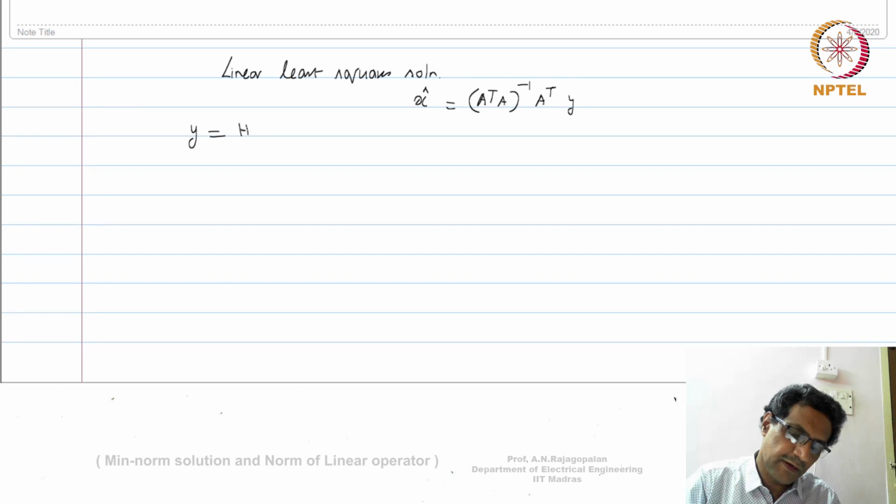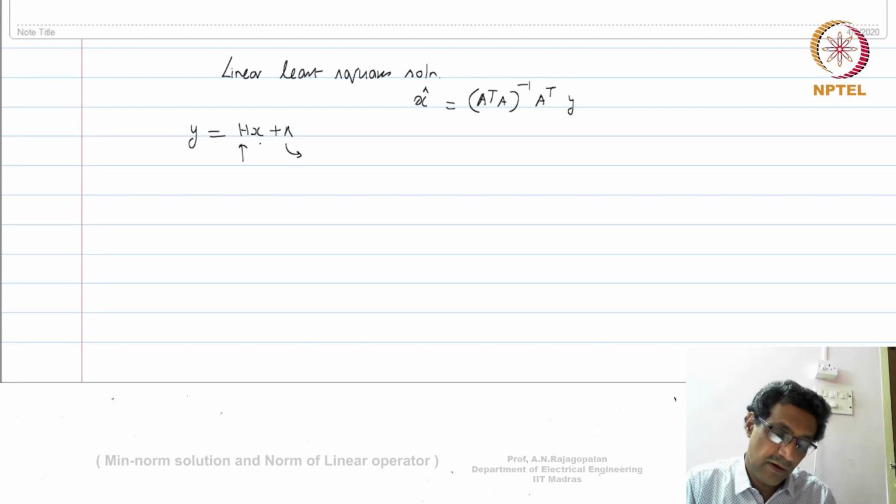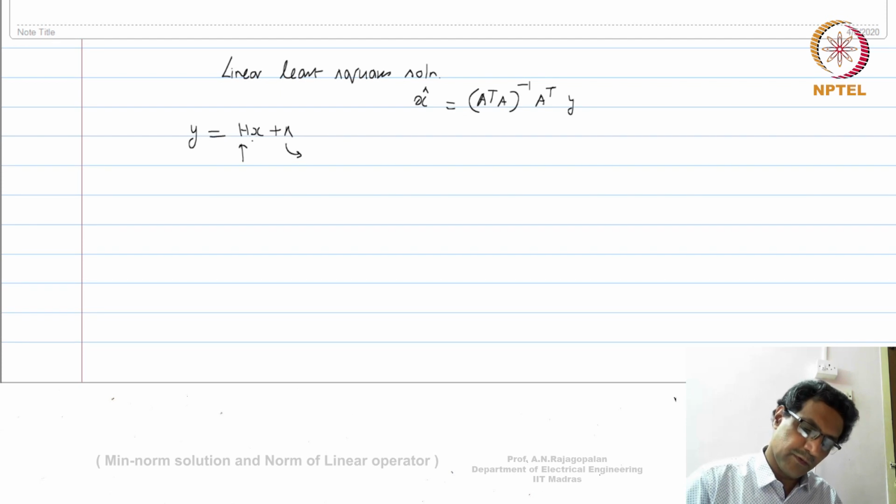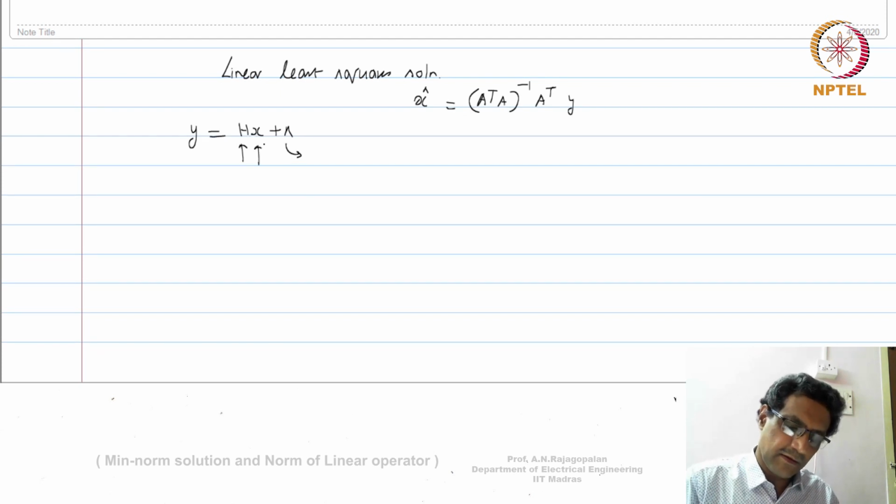We have Y is equal to Hx plus n, and because of the noise, it takes you away from the span of the columns of H, so Y is no longer in that span. Therefore, one would want to ask for a solution x such that the norm of Y minus Hx squared is as small as possible, in which case x hat will turn out to be (H transpose H) inverse H transpose Y.